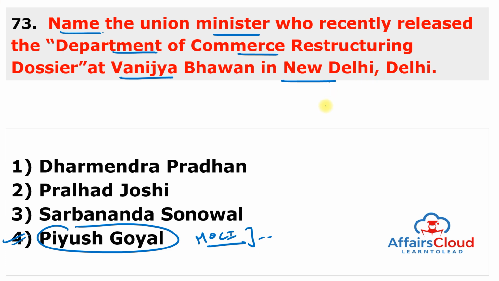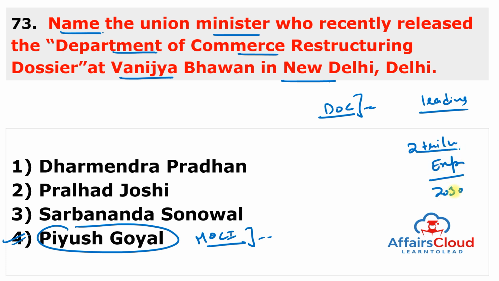in New Delhi. And the Department of Commerce under the Ministry of Commerce and Industry is being restructured in an effort to prepare India to become a leading global player in world trade and to attain the $2 trillion export target by the year 2030. This is the export target, and it is set by Piyush Goyal ji, or you can say the Union Minister of Commerce and Industry.